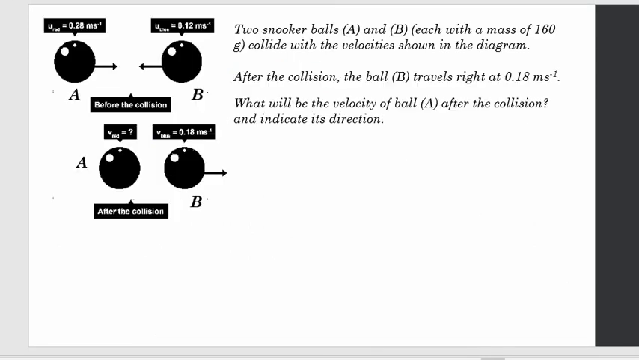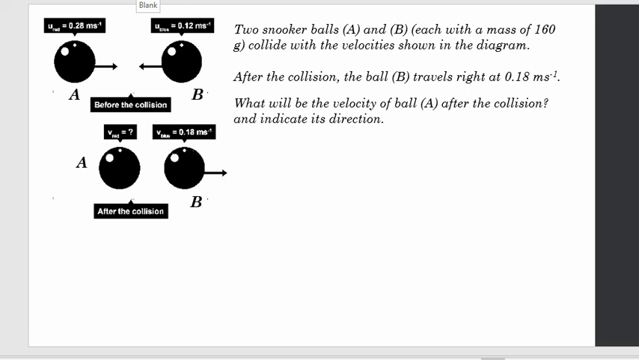Let's check another example here where the momentum is partially transferred. It says that two snooker balls, A and B, each with a mass of 160 grams, collide with the velocities shown in the diagram. After the collision, the ball B travels right at 0.18. What will be the velocity of ball A after the collision, and indicate its direction?